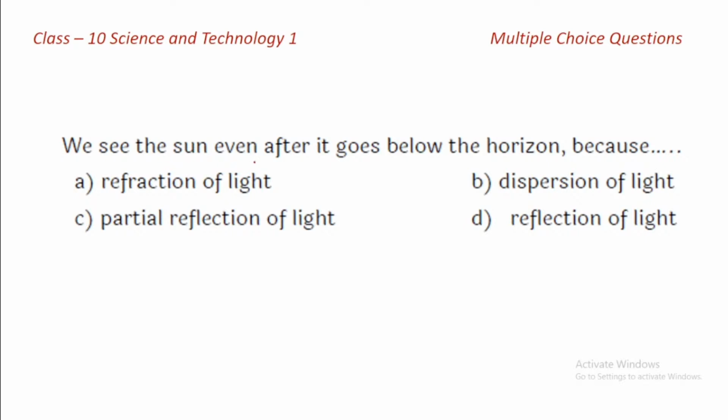We see the sun even after it goes below the horizon because of refraction of light, dispersion of light, partial reflection of light or reflection of light. The correct answer is refraction of light. We can see the sun even after it goes below the horizon because of refraction of light.